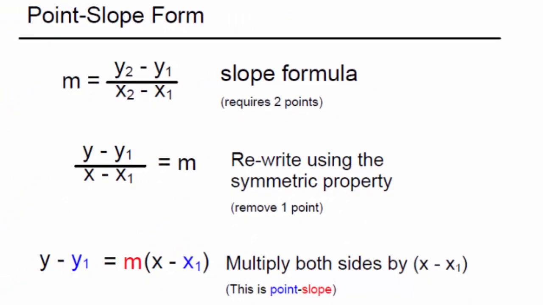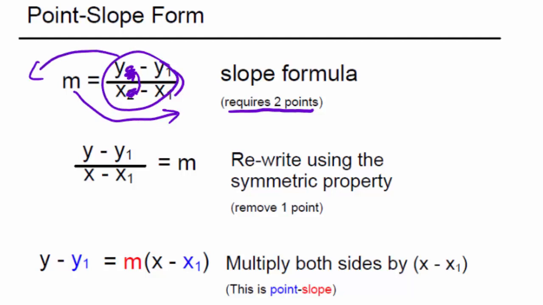Okay, so the first thing I want you to know about point slope form is it comes from the slope formula. You can see we have the slope formula here, and notice that it requires 2 points. That's why we have x1, y1, x2, y2. If we were to get rid of one of those points, so you notice down here we don't have any subscripts, and then use the symmetric property to rewrite it so that m is on this side and the ratio is on the other side, of course we just removed 1 point. So now we have 1 point and a slope, which falls in the pattern of point slope form.